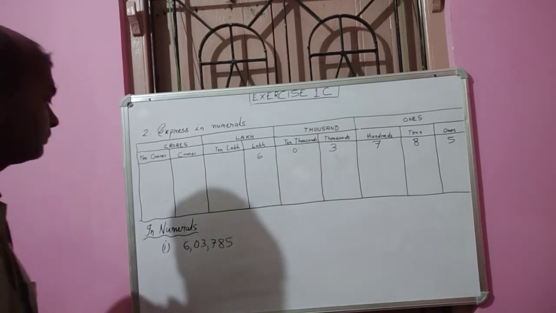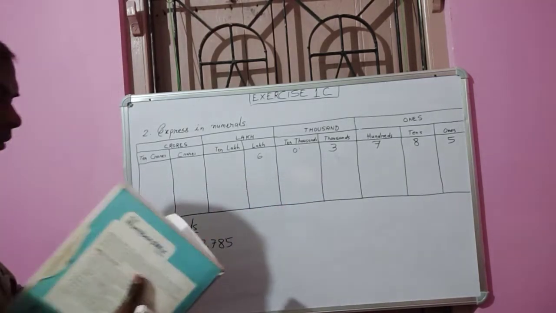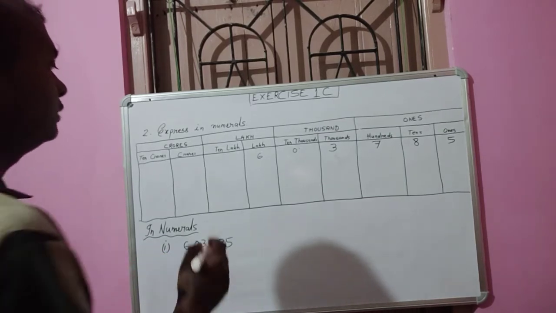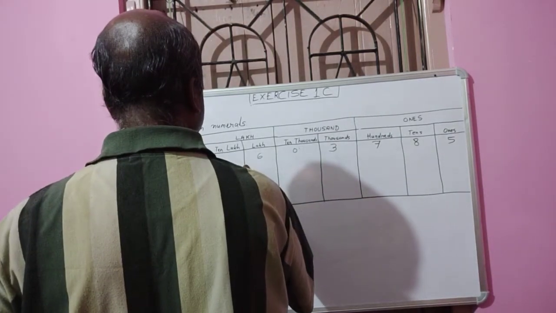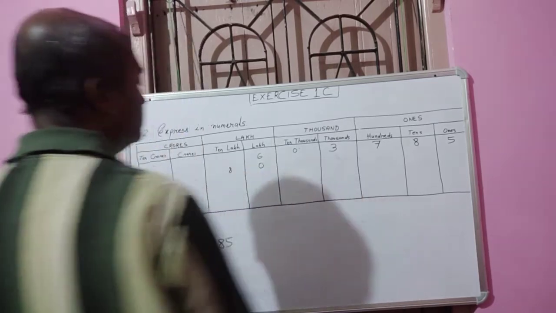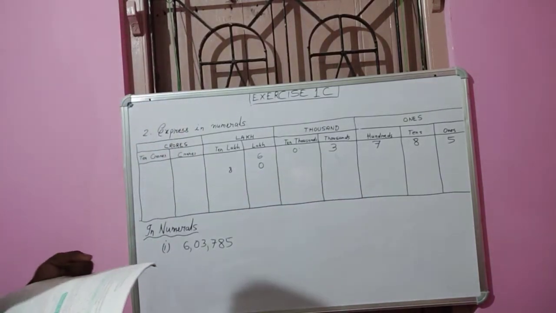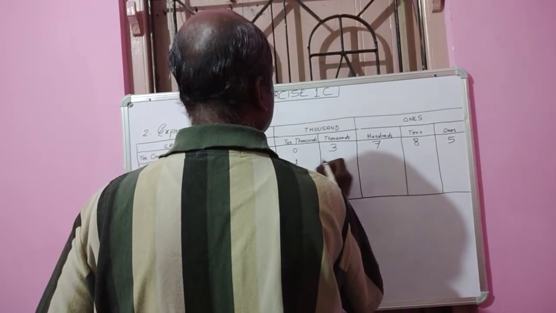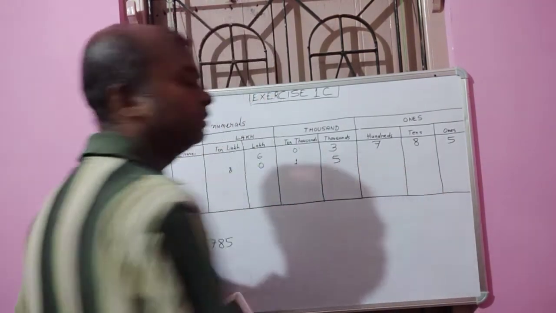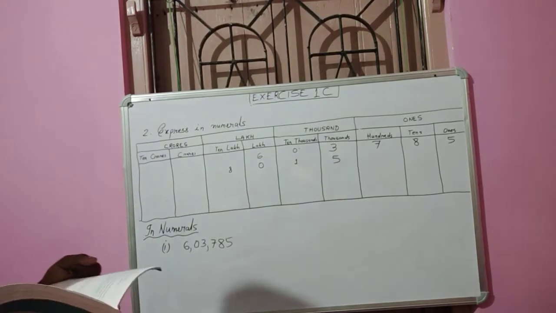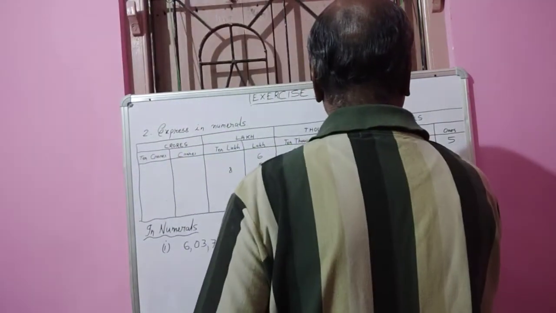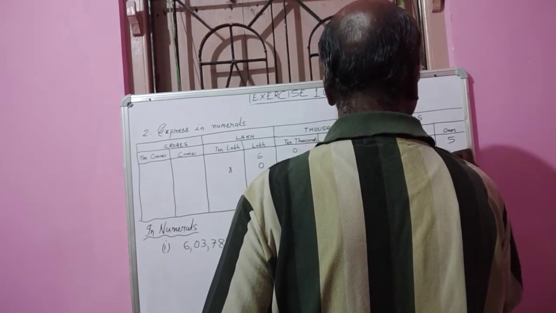Next, let us write the next number. What does it say? 80 lakh. So in the lakhs house you have 80. So let's write 80. 80 lakh 15,000. In the thousands house we have 15. Then what else? 205. Okay. In the ones house we have 205.